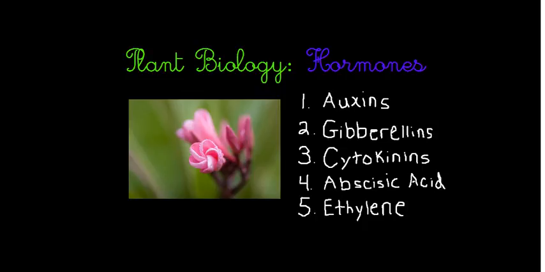Okay, so we have auxins, gibberellins, cytokinins, abscisic acid, or in short, ABA. And then we have ethylene, and the form of ethylene that we are going to be talking about is ethylene gas. So I'm going to go ahead and write that for you guys so you can have it as a reference. Okay, so let's dive right in.